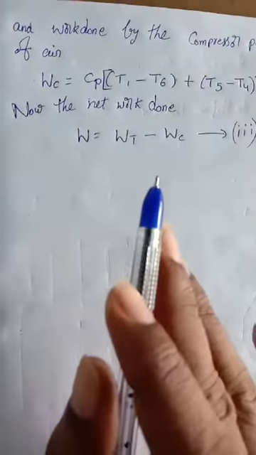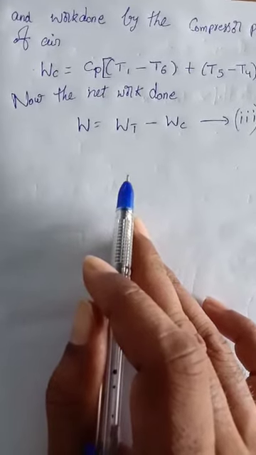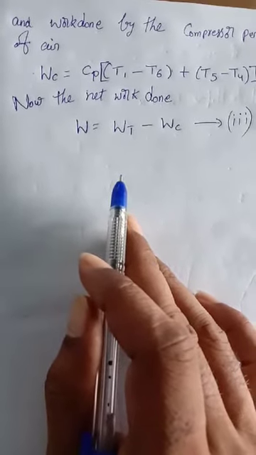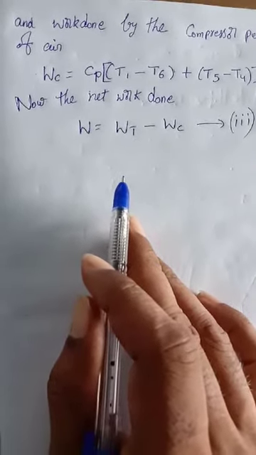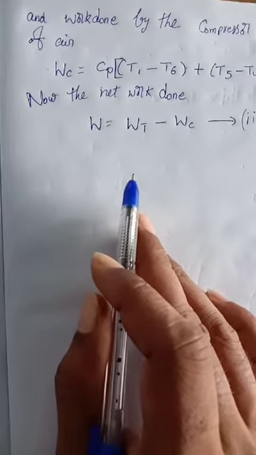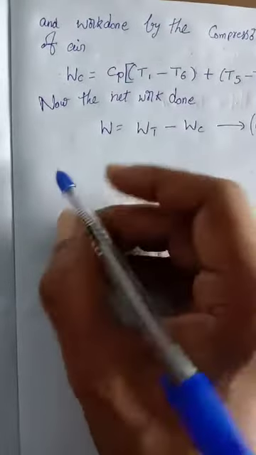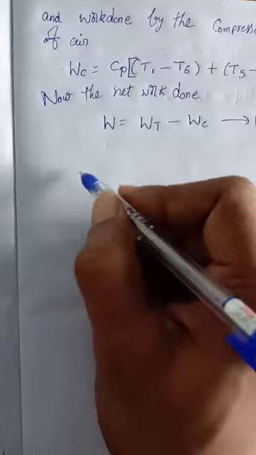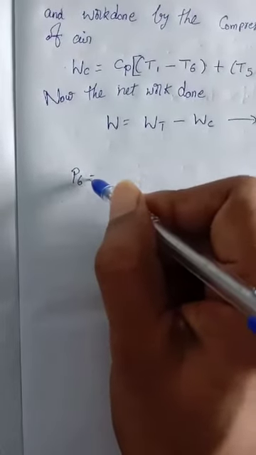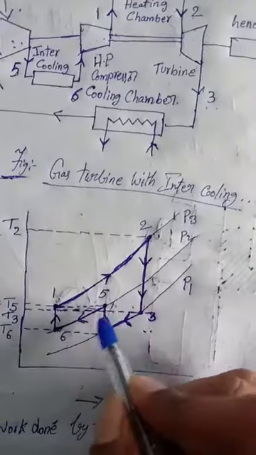Okay, so here what we need to observe is that the power available, or net power of the installation, may be found out from the work available as usual. And for perfect intercooling, the intermediate pressure may be found out from the relation P6 is equal to P5, that is the constant pressure.